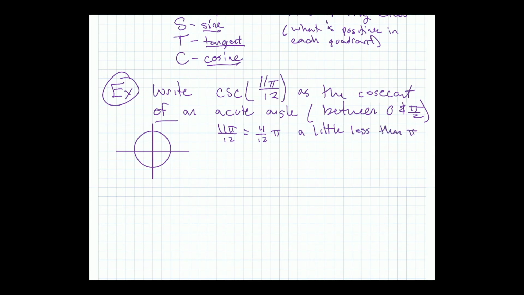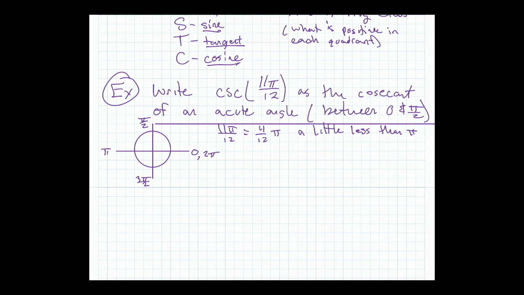Okay, so it's a little bit less than pi. Just doing this to keep it separate here. Pi is where? Well, we got 0. Pi over 2 is 90 degrees. Pi is over here. 3 pi over 2 is down here. And then if you come all the way around, you're back to 2 pi.